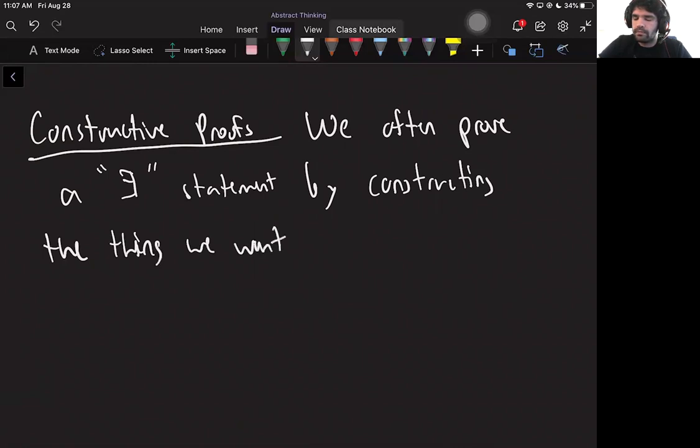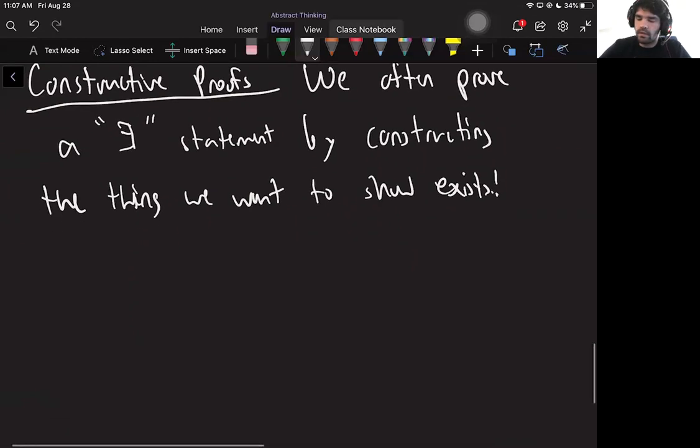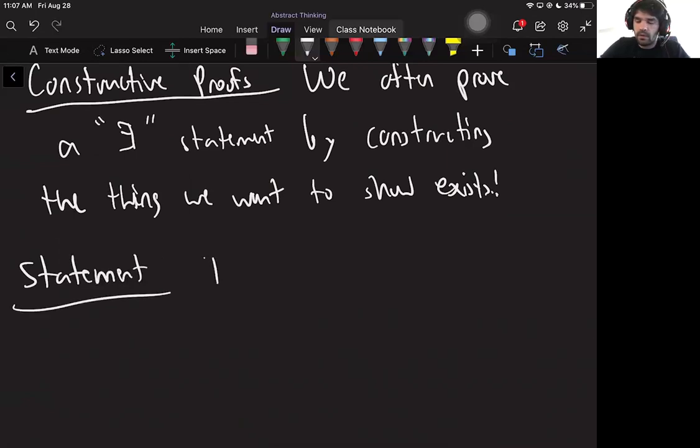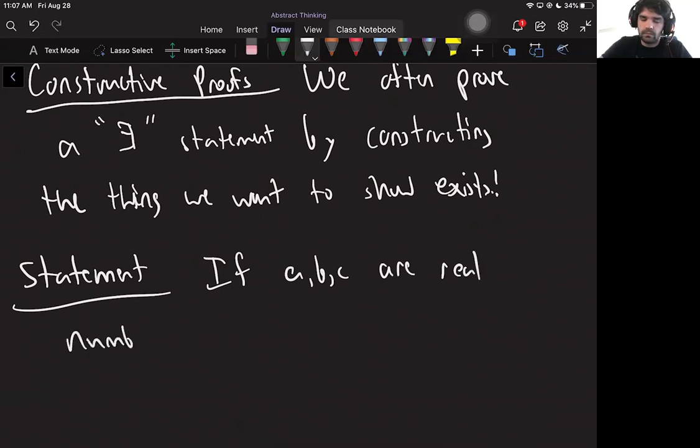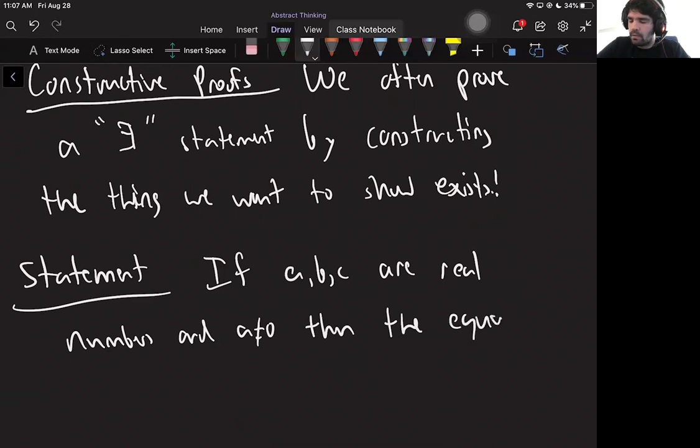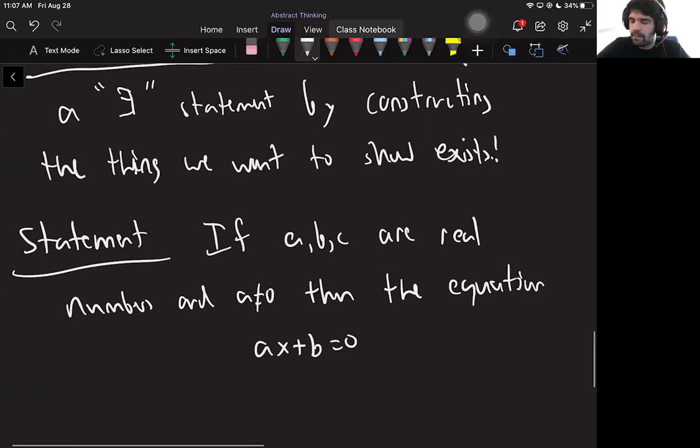That makes sense, I hope. You want to show something exists, so you just find it, you just construct it, you create it to make sure it exists. So in a situation like this, you might do that. Here's a statement that this works for. If A, B, C are real numbers, and A is not 0, then the equation AX plus B equals 0 has a solution.